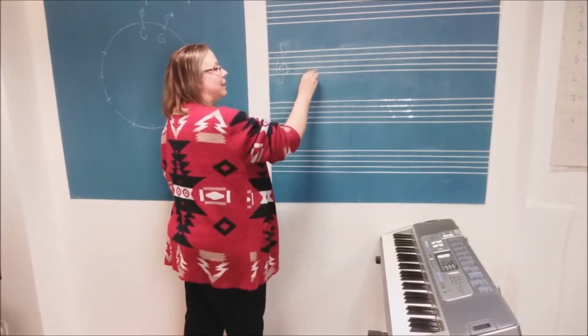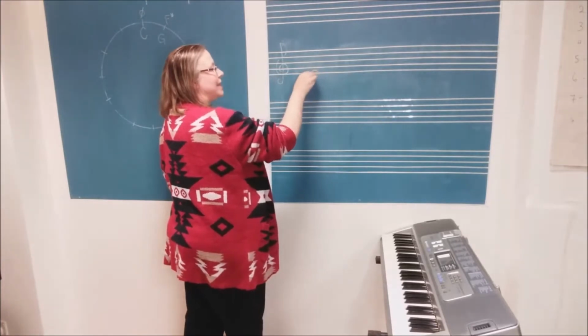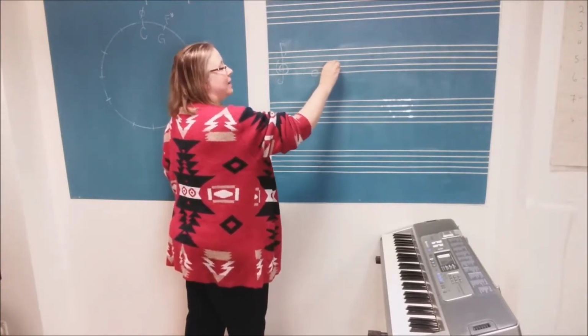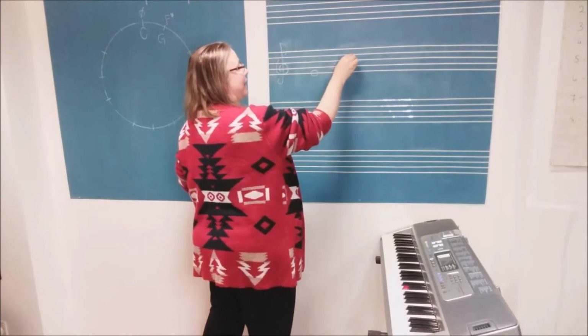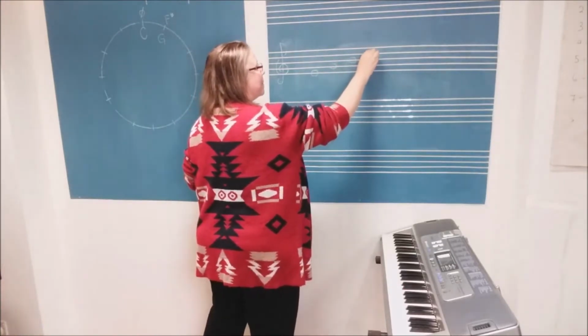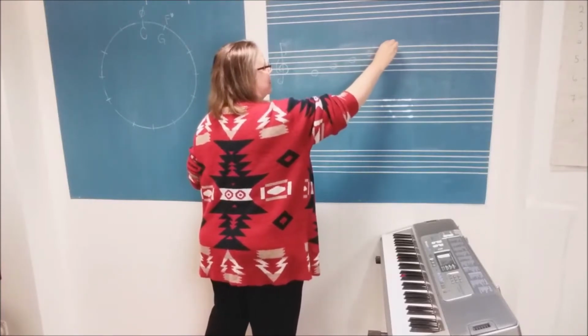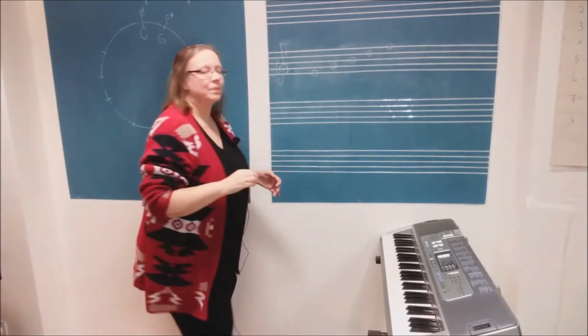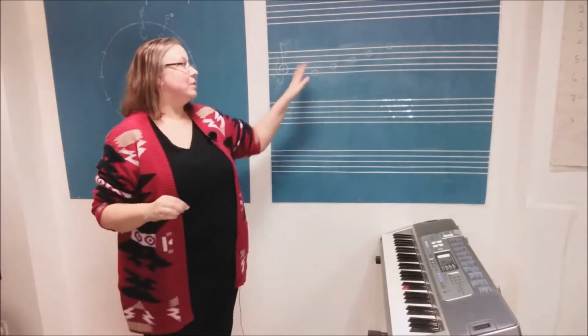When we say a line note, we mean the note literally that sits on top of the line. So half is above the line and half is below the line. Like that.